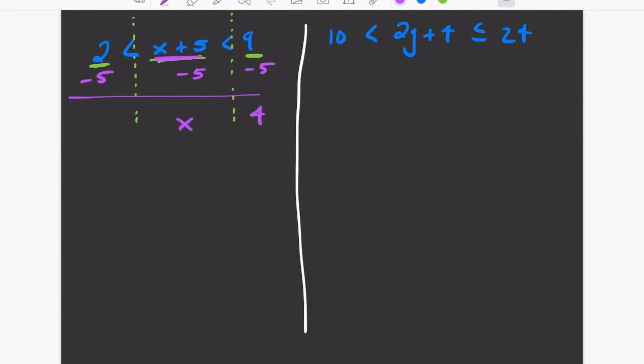9 minus 5 is 4. And then 2 minus 5 is negative 3. And then don't forget your signs. So there and there. And so what this says is x is greater than negative 3 and x is less than 4. And we could easily graph that.